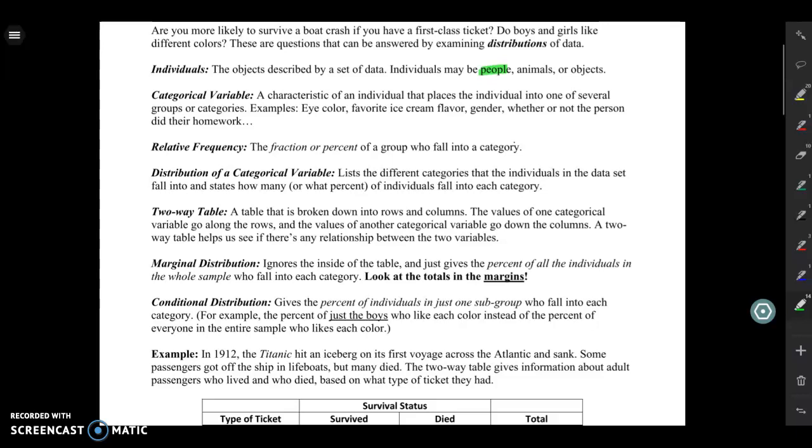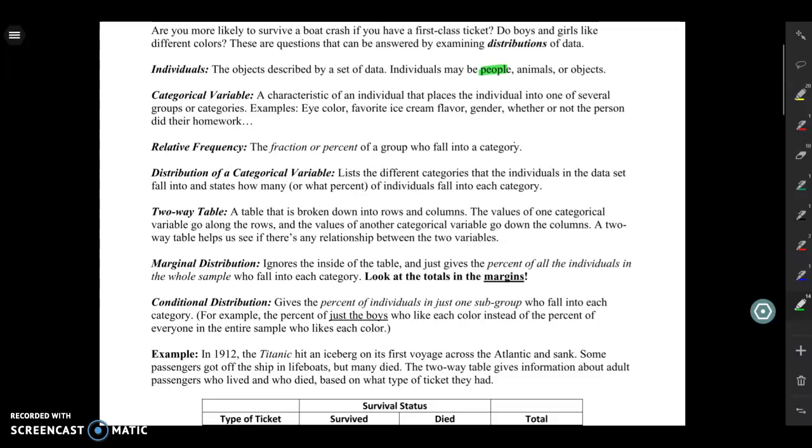The next thing I'm going to talk about is a categorical variable. Basically, a categorical variable is just a characteristic of the individual. It basically just means some category that you can put them in that's not a number, right? So you could do eye color, or favorite ice cream, or favorite sport, or favorite subject in school. In this case, we're dealing with age and favorite color, right? Is the person an adult or a kid? And then what is their favorite color? So we're looking at two categorical variables.